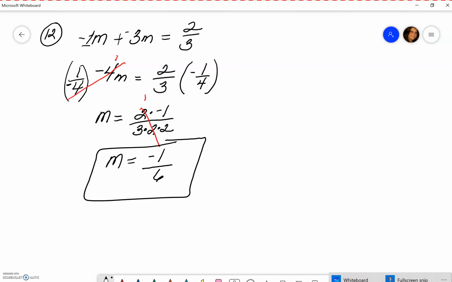All right, let's go to this final one, number 13. Number 13 is a little more complicated. For number 13, we have y over 3 plus 2 equals y over 2 plus 5.